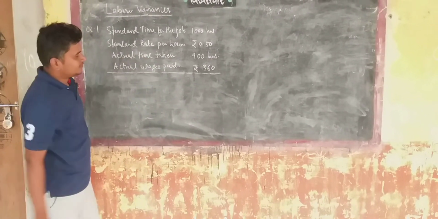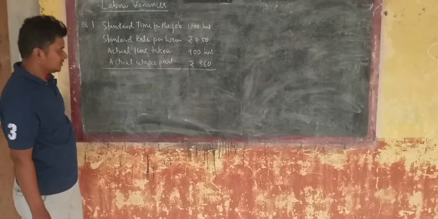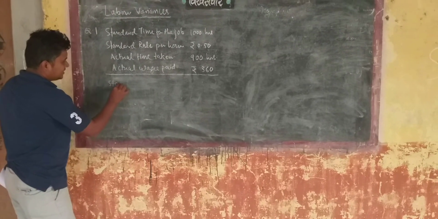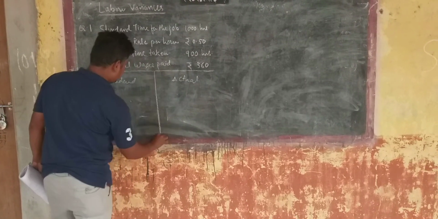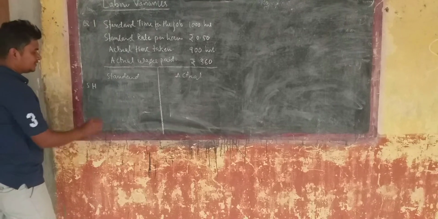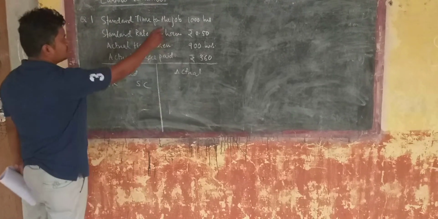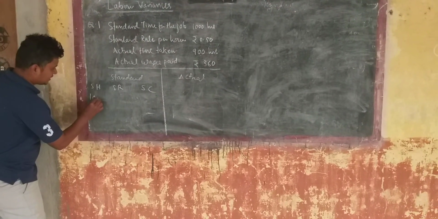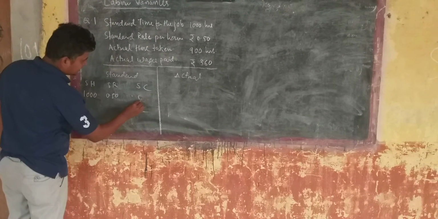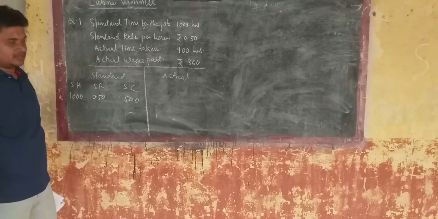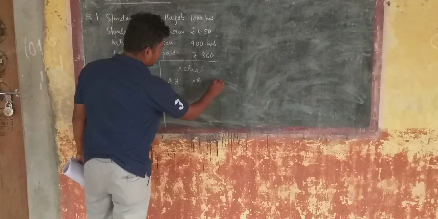Then the actual time taken for the particular job is 900 hours, and the actual wages paid are rupees 360. This is the question. Now we have to divide this data into two parts, standard and actual. What are the standard hours decided, and what is the standard rate? By multiplying these we get the standard cost. Standard hours are 1000, standard rate is 0.5, so the standard cost comes to 500.